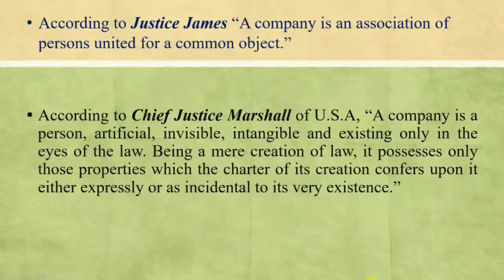So this is one more definition given by Chief Justice Marshall of USA. He describes that a company is a person, but it is an artificial person, it is invisible, it is intangible, we cannot touch it, but it is existing in the eyes of law. According to the law, the company is existing. It is created by law, it has some rights and duties, and its existence is conferred by the law which is prevalent in a particular country. So this is the definition given by Chief Justice Marshall. So these were the three definitions of the company.